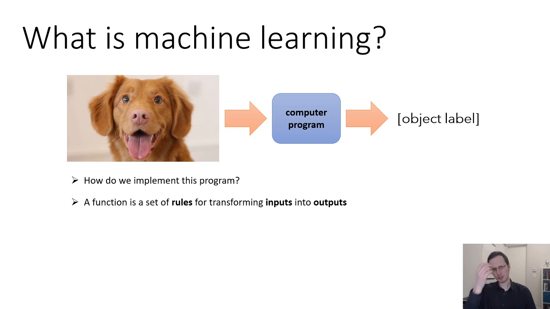So maybe we'd like a better way to create this program. Maybe we don't want to write it by hand. You can think of a function, and that's what a program is. A program is a function, a set of rules for transforming inputs into outputs.